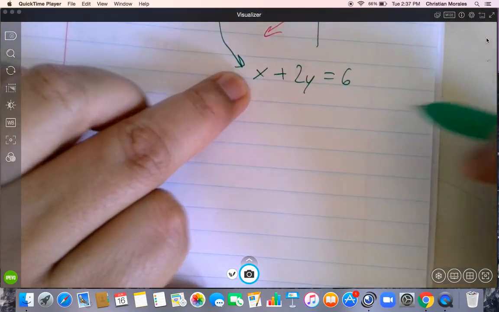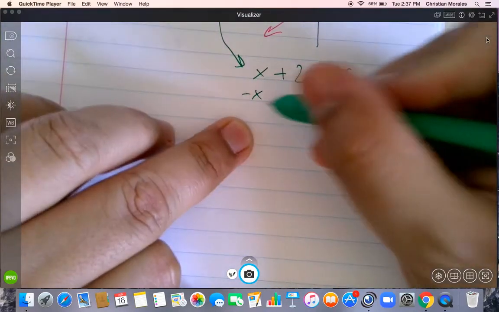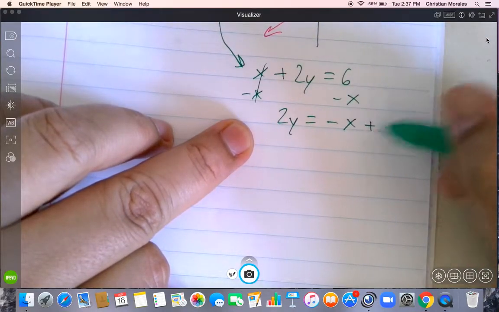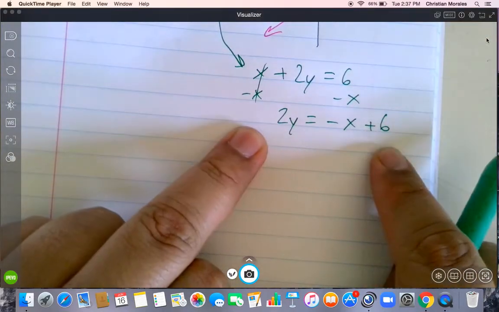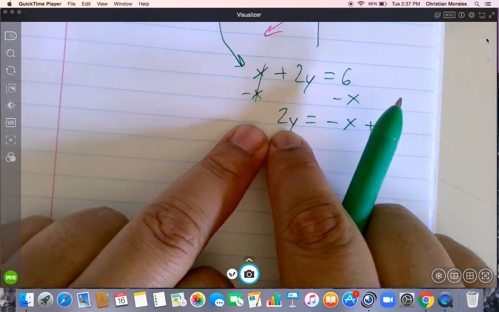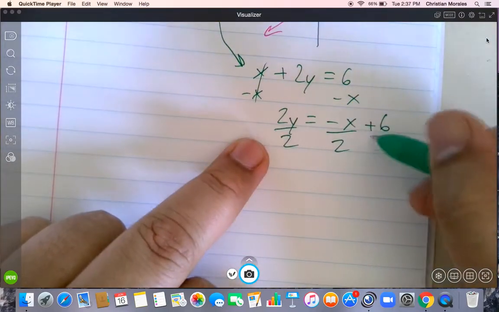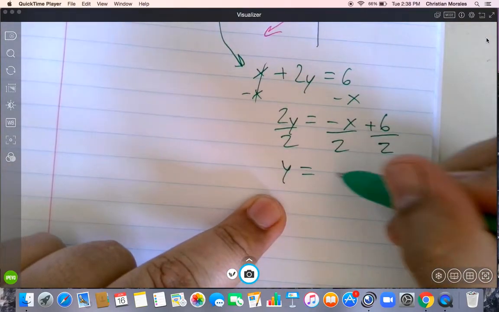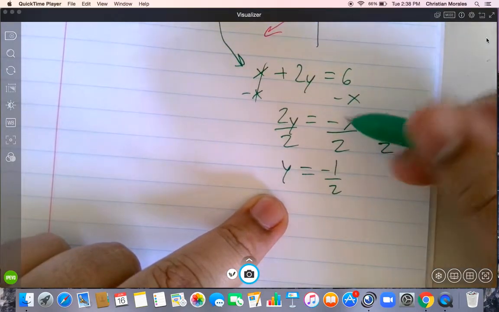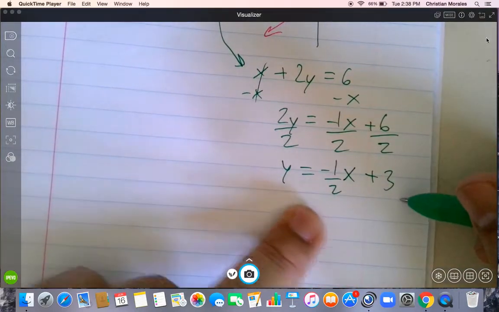So you start by getting rid of the x, moving it to the other side. It cancels out, and you're left with this. Because I want it to look like mx plus b, except that 2 needs to also go away. So I have to divide both sides by 2. So you get y equals negative 1 over 2. Yes, remember there's a 1 there. x plus 3. And this is what we're going to graph.